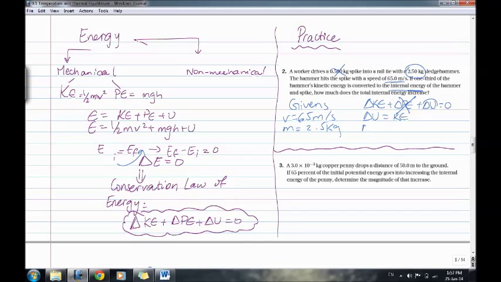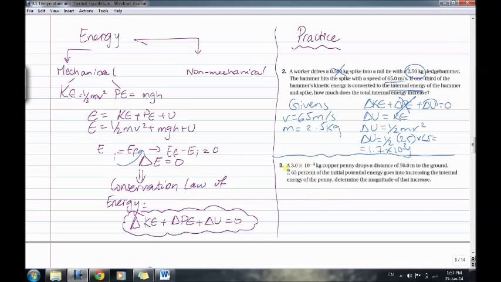So delta U equals half times mass times velocity squared. So delta U equals half times the mass, which we said is 2.5, times 65 squared. So the answer will equal 1.7 times 10 to the power of 3 joules. The unit is joules.